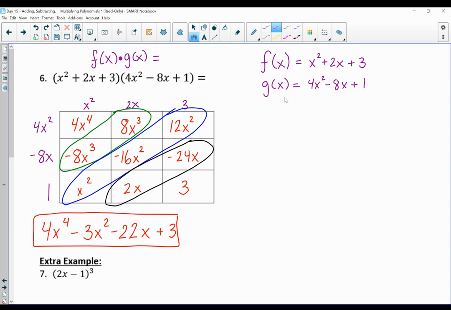The main takeaway here is that when you're doing the multiplication, you're not getting confused by f of x times g of x. You're understanding that f of x is represented by this function and g of x is represented by this function, and you're multiplying those two together to get the product or the answer. All right, so check back for another video to further go into multiplying with function notation.